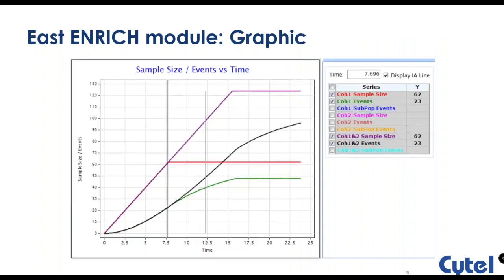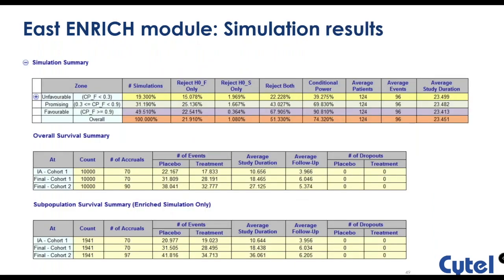And so here's an example of a graphic that you will find in the ENRICH module. This graph here allows you to visually see the number of subjects and events over time. And if you see in the right-hand corner here, you can examine each cohort separately or both cohorts combined. And lastly, here's an example of the results that are generated from this simulation. So you'll see this first table here shows the zone-wise summaries of the simulation. And then we also have a summary of the overall simulation results and the results for just the simulations that fell into the enrichment zone.